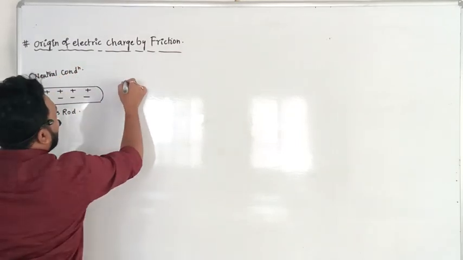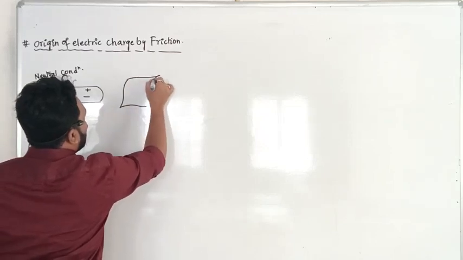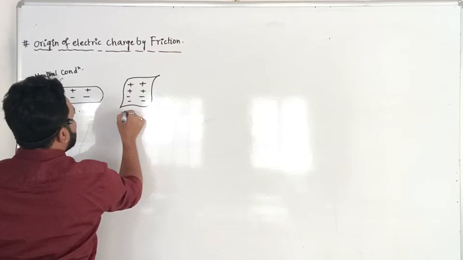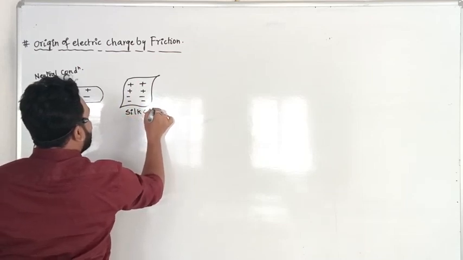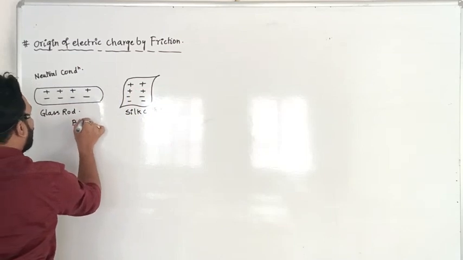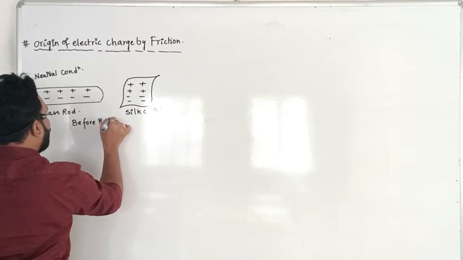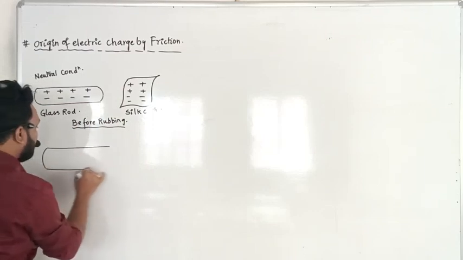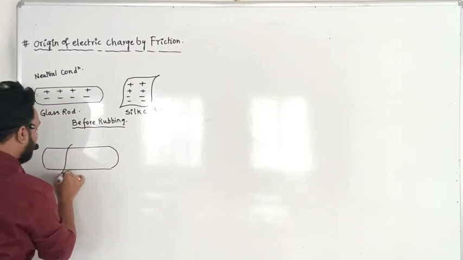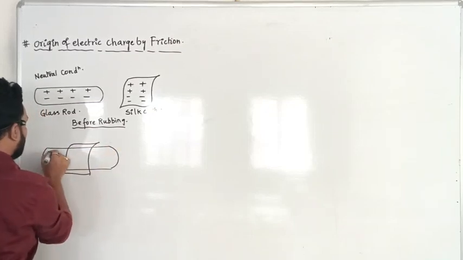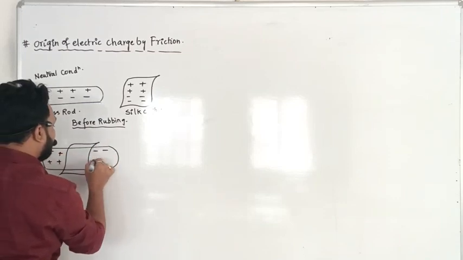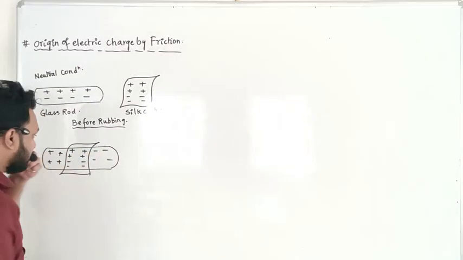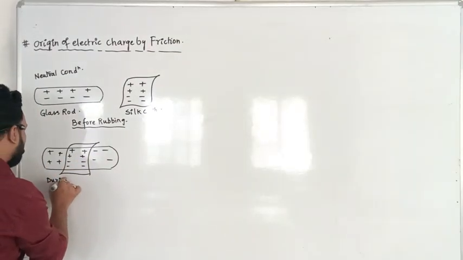Now, if I take a silk cloth, it is also in the neutral condition. This setup we are calling the before rubbing part. Now, if I rub this silk cloth against the glass rod, the silk cloth also has a number of protons equal to the number of electrons. This is during rubbing.